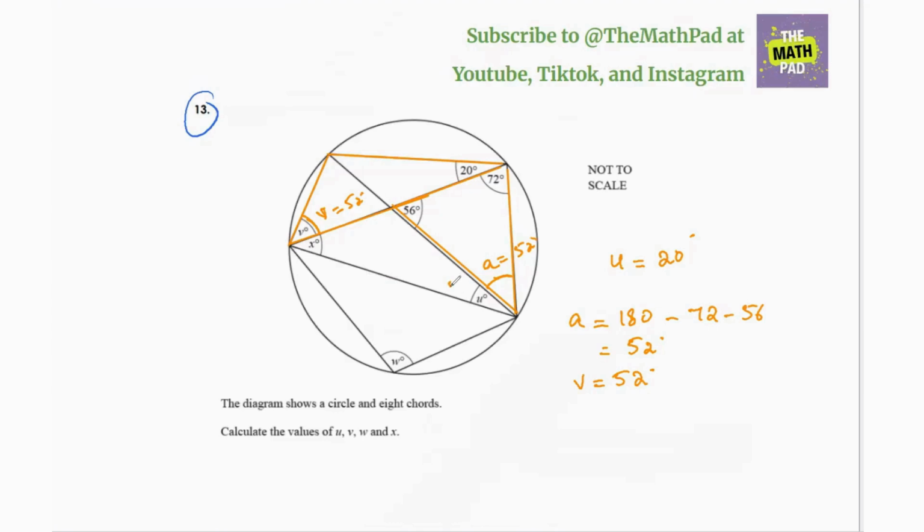Now we know u, which is 20. We know this angle. We know 72. We can find x because again, we have a triangle. So we can say x is going to be 180 minus 72 minus 52 minus 20. Let me highlight that triangle for you.